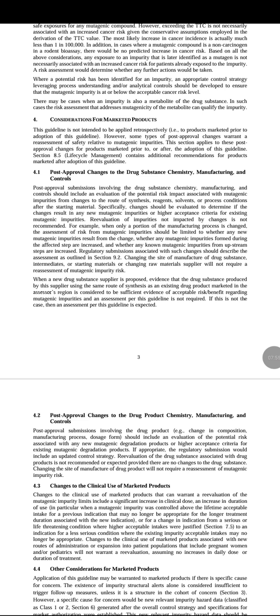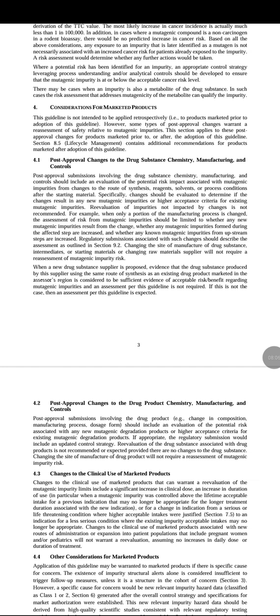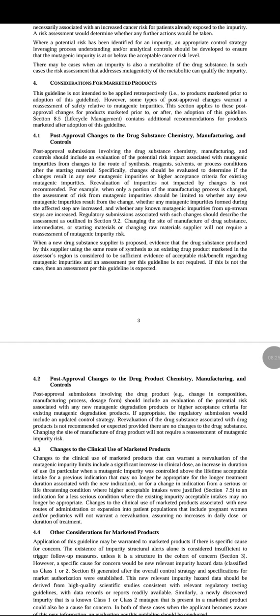Based on all the above considerations, any exposure to an impurity later identified as mutagenic is not necessarily associated with an increased cancer risk for patients already exposed to the impurity. The risk assessment would determine whether any future action will be taken. Then, where a proportional risk has been identified for an impurity, an appropriate control strategy leveraging process understanding and analytical control should be developed to ensure that the mutagenic impurity is below the acceptable cancer risk level.